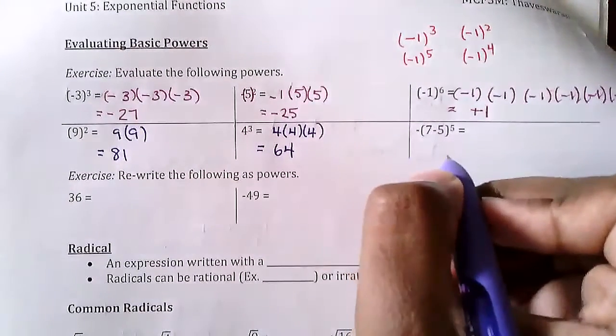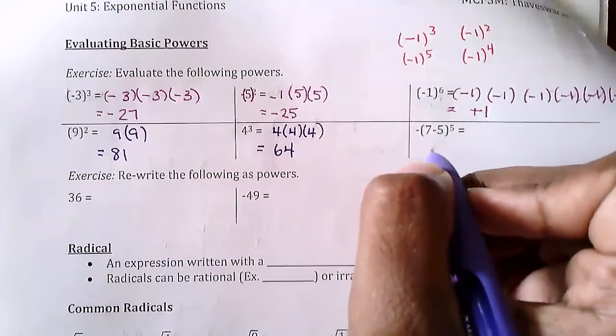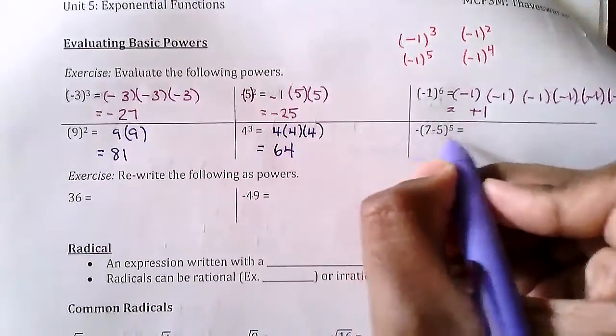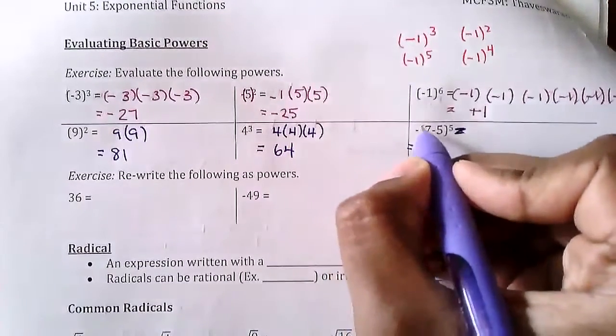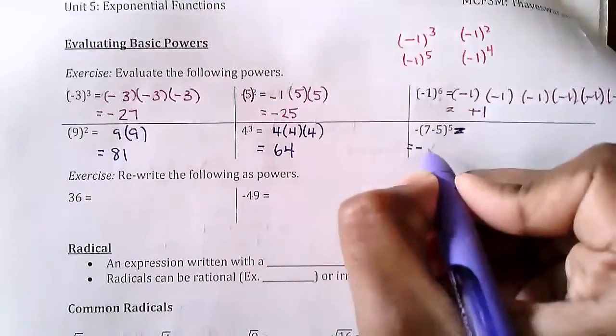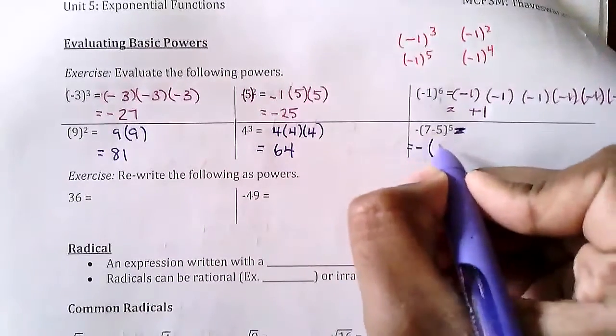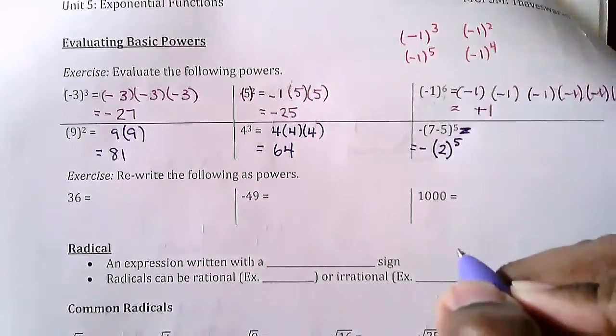And I have this. It seems a bit more complicated, but all you have to do is remember BEDMAS. With BEDMAS, we start with brackets first, so I'm going to write it down here. We have negative bracket 7 minus 5 to the power of 5, so I'm going to leave the negative as is. 7 minus 5 is 2. I solve my brackets first, to the power of 5.